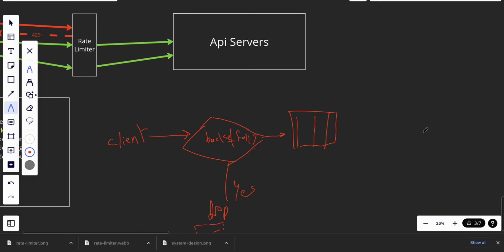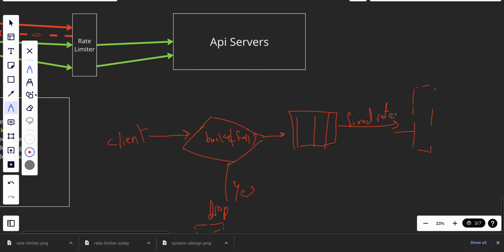The queue is processed and sent to the web server at a fixed rate. So when a request arrives, the system checks if the queue is full. If it's not, the request is added to the queue. That's it. The requests are pulled from the queue and processed at regular times.